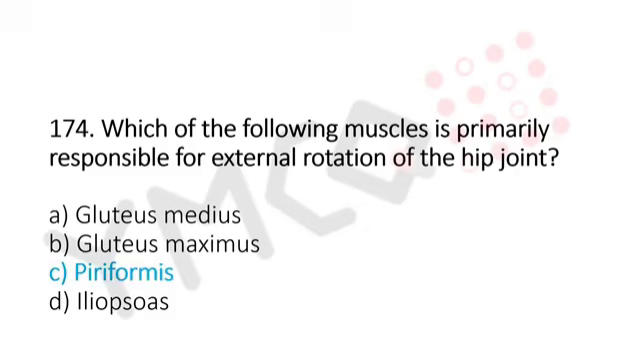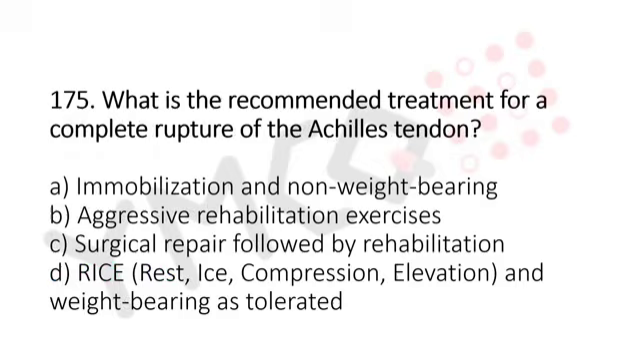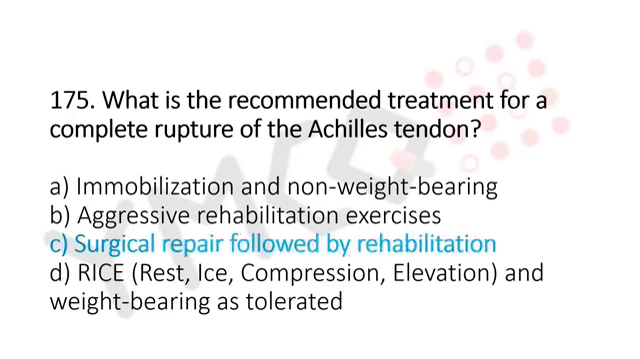Now let's move to question number 175. What is the recommended treatment for a complete rupture of Achilles tendon? Option A, immobilization and non-weight bearing. Option B, aggressive rehabilitation exercises. Option C, surgical repair followed by rehabilitation. Option D, RICE and weight bearing as tolerated. And the answer is option C, surgical repair followed by rehabilitation.